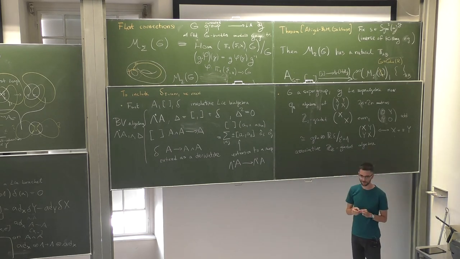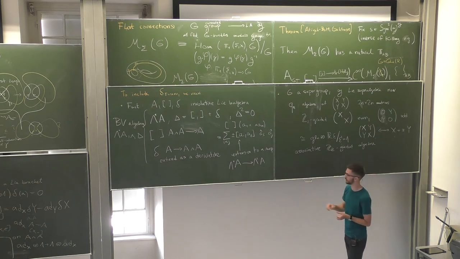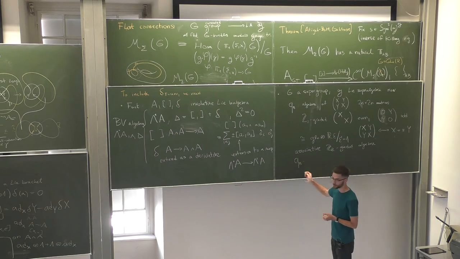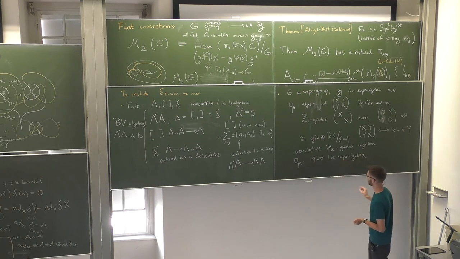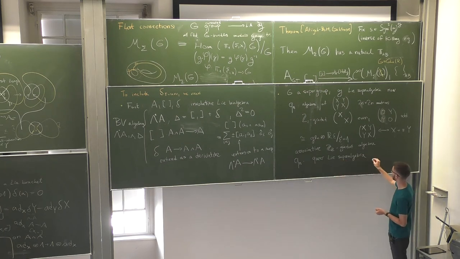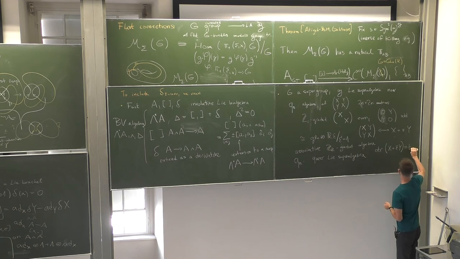So we can take the corresponding Lie algebra of this associative algebra, and this is the queer Lie superalgebra. It's one of the algebras you come across when you do the classification of Lie superalgebras. It's called queer. And there's a function on this algebra defined as follows. The odd trace of x plus epsilon y is defined as the trace of y.